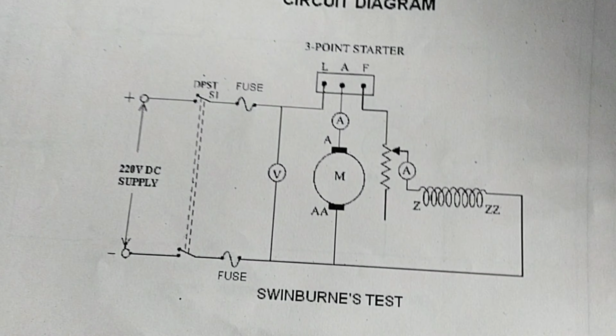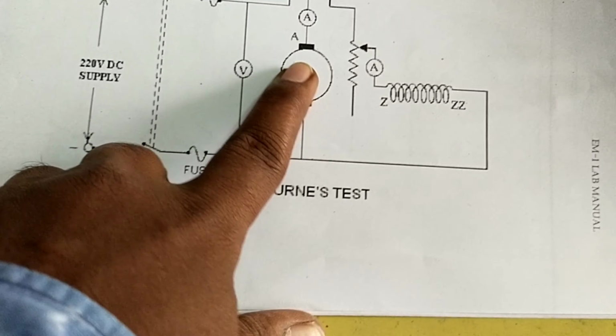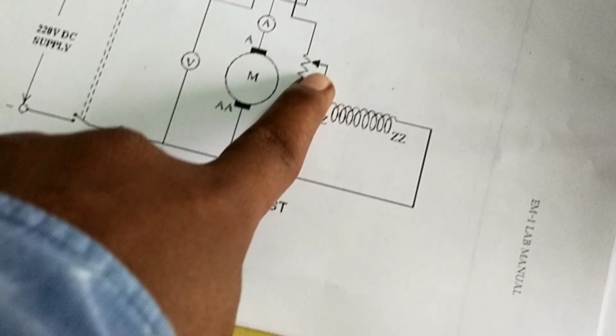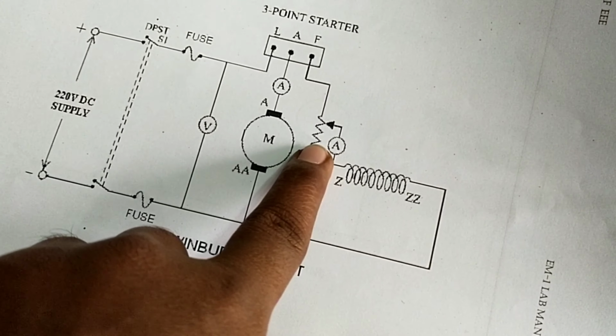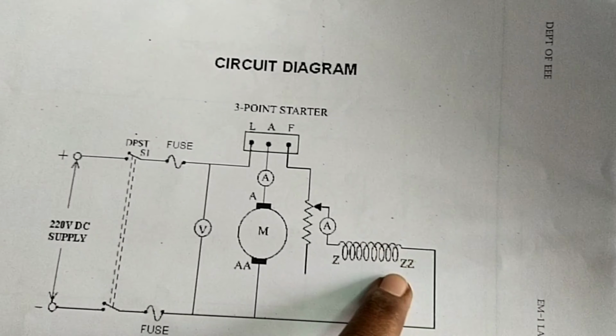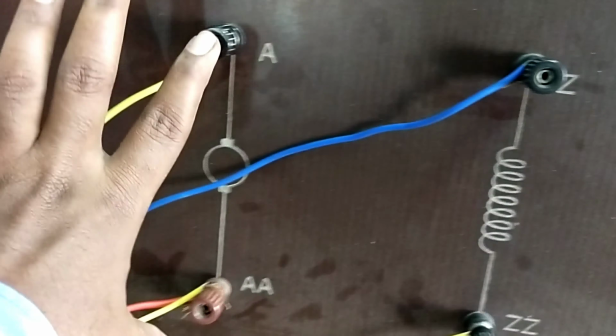Of the three methods, the flux control method we are doing first. In the flux control method, first we are connecting a 3-point starter. The armature is directly connected. After that, an ammeter is provided in the field winding and a rheostat is provided in the field winding. Double Z is the field winding. This is the field winding terminal. This is the armature winding terminals.